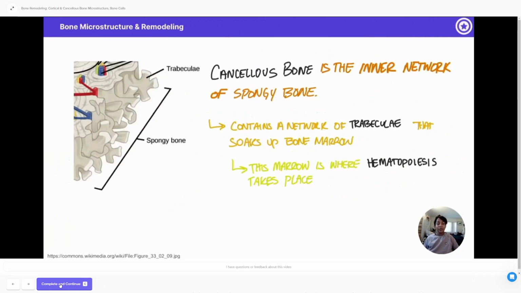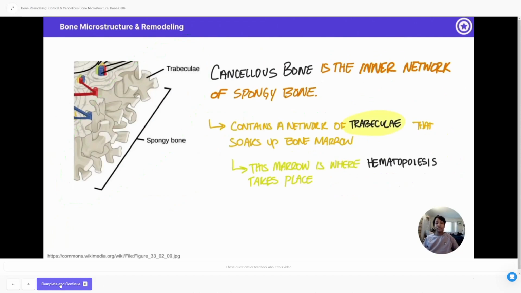Alright, so cortical bone aside, we're going to talk about cancellous bone now. And cancellous bone is going to be that spongy bone that we talked about before. And whenever you see these networks of little tendrils or this maze-like texture within bone, that's going to be spongy bone. And those little tendrils are specifically called trabeculae.